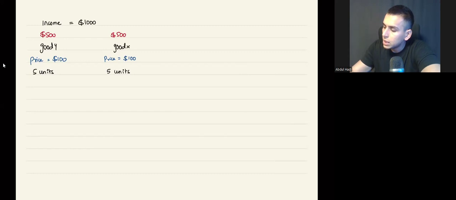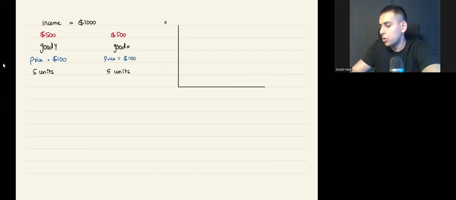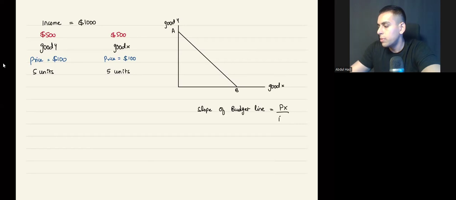All right. Now let me draw a budget line here as well. This is my good Y. This is my good X. And this is the amount of good Y and good X which I can buy with the income of $1,000 while my price level for good Y and good X is $100. So I'm operating at AB. My budget line right now is AB. And what is the slope of my budget line? Slope of budget line is PX over PY. This is the current slope of my budget line.